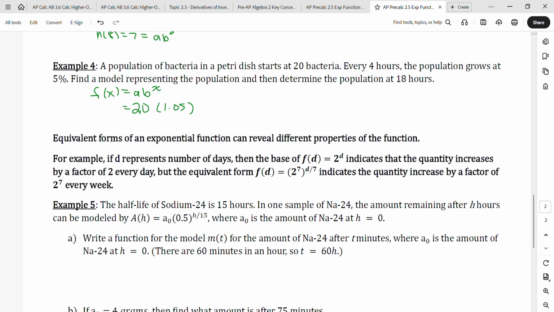Now the exponent. The exponent is a very important piece. It says that this is growing at this rate every 4 hours. I'm going to give you 2 options. I'm going to write them over here. Do you think we'll do 4x or x divided by 4? X divided by 4. It is x divided by 4 because we're saying once it reaches the 4 hours, then it's being multiplied by this rate.